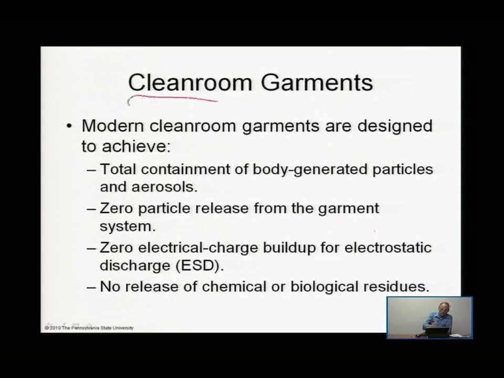Now, if you are using a clean room, where the whole volume is carefully purified, carefully monitored and kept clean, and we'll get into that in a minute, then you really have to isolate the human. You have to make sure that the human is wearing garments that make sure there are no body-generated particles or aerosols being liberated. Make sure that the garment itself isn't releasing any particles. You have to worry about making sure that the human isn't generating any electrostatic charge.